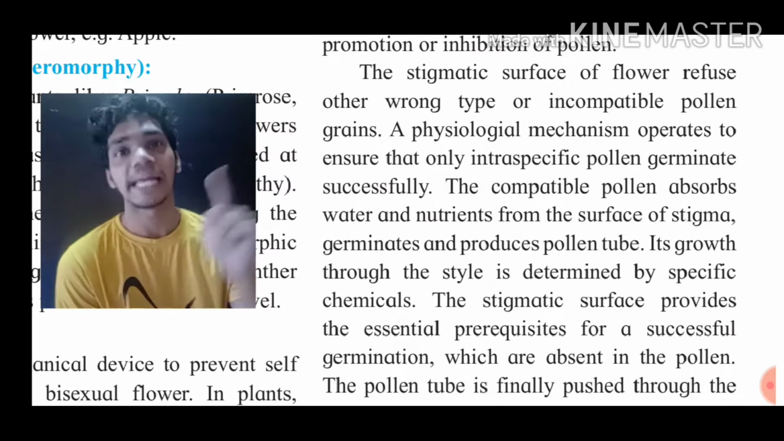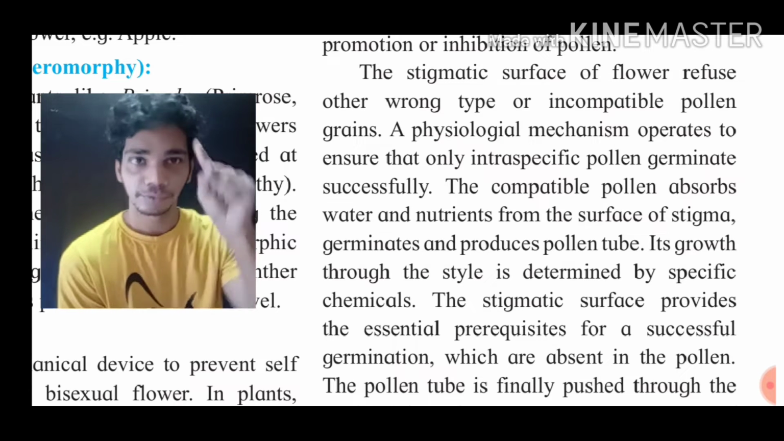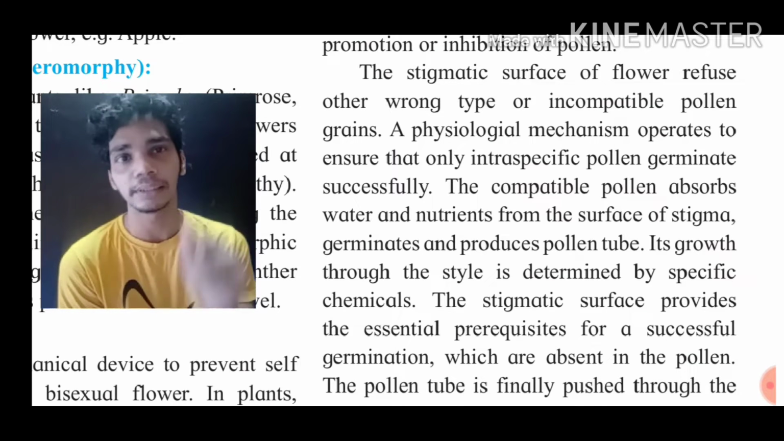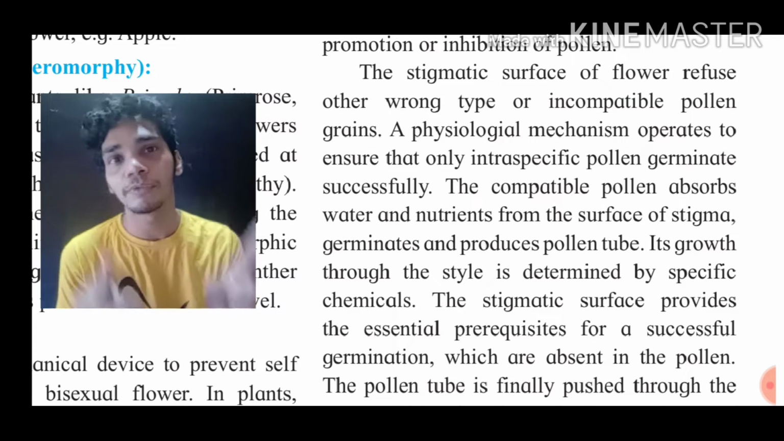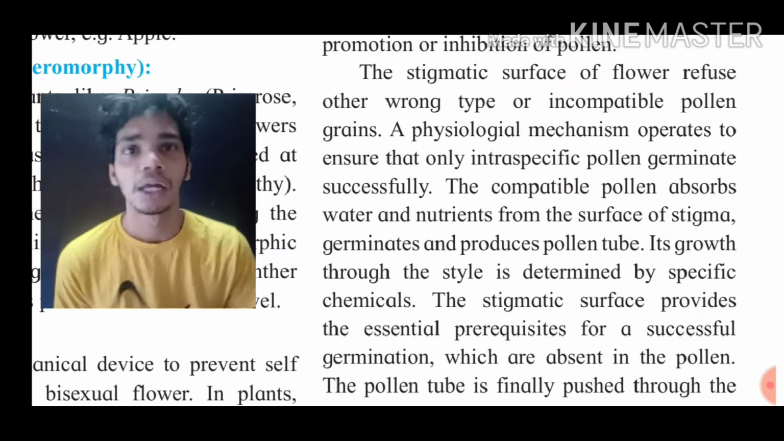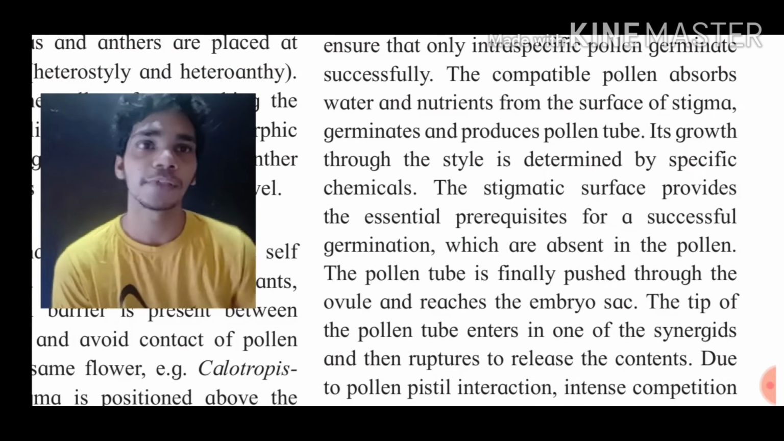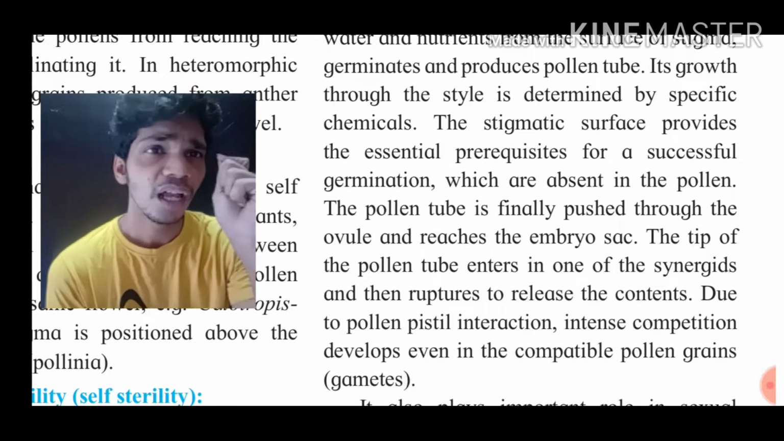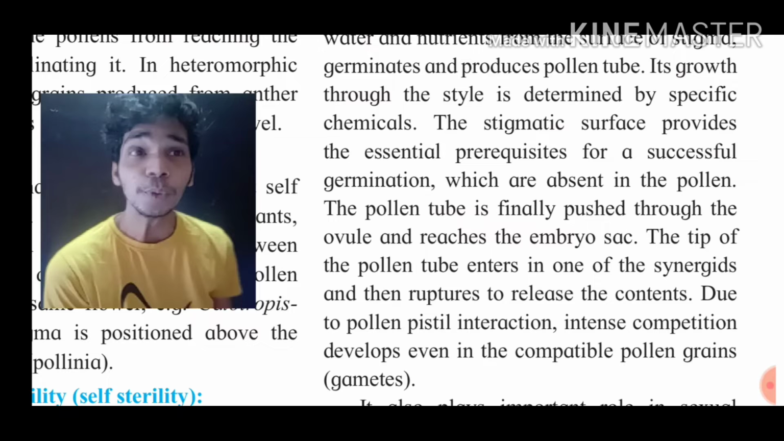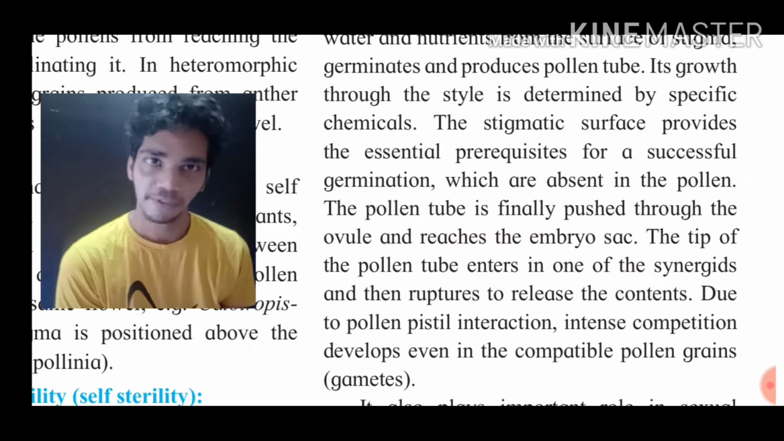That pollen tube carries the male gametophyte along with the big nucleus, which starts piercing and going towards the egg cell with the help of the filiform apparatus, that is the synergids. So this is the whole process. Okay, let's go further. The stigmatic surface provides the essential prerequisite. We have just understood that. See, the pollen tube is finally pushed through the ovule and reaches the embryo sac. We understand that embryo sac.